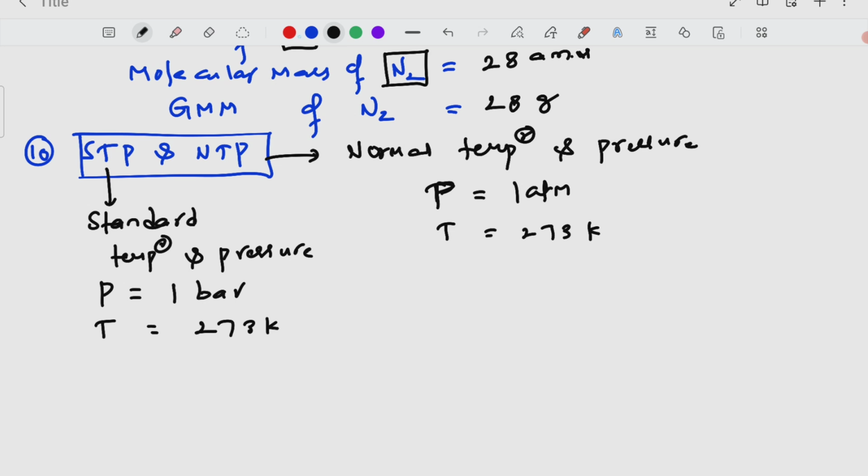However, remember here 1 atm is almost equal to 1.013 bar. So that's why here we consider NTP almost equal to STP. Whether in a question it is mentioned as NTP or STP, we take the same conditions. Both are the same. We consider both as same.